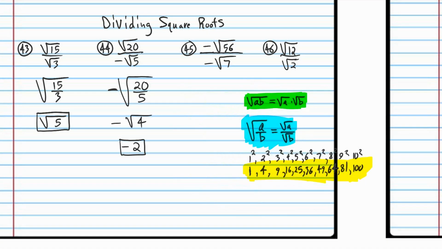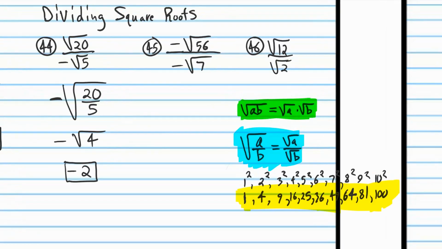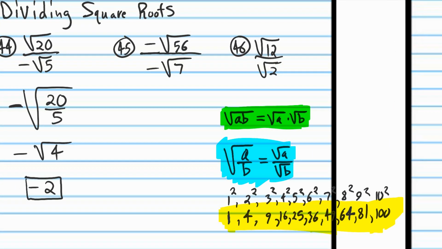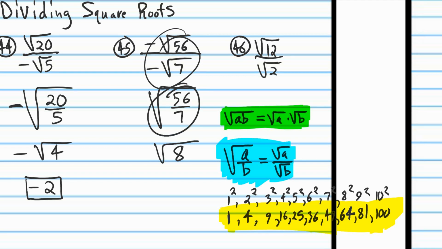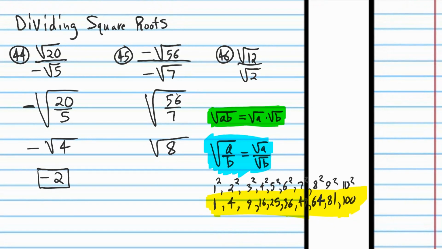So let's try one more of these. This problem is going to be a little harder because when we combine to one square root, we're going to find that our number, after simplifying, contains a perfect square as a factor. So we combine to one square root, and negative divided by negative is a positive, so those go away. And then 56 divided by 7 is 8. Again, we're combining to one square root, and then simplifying the inner part.